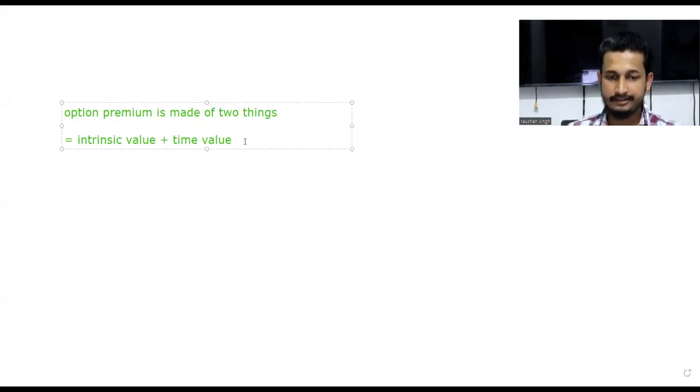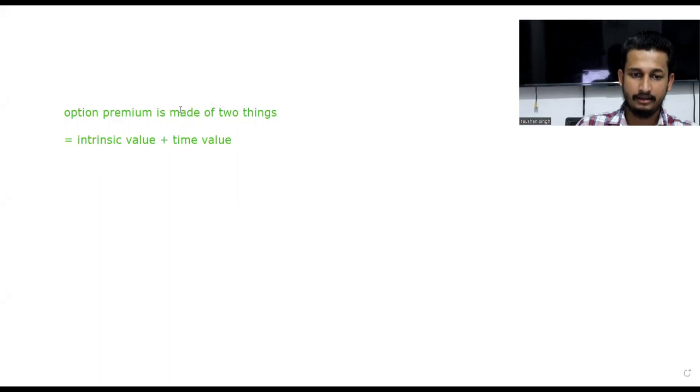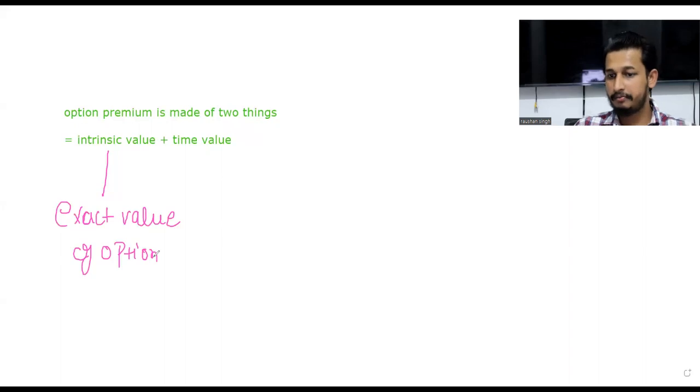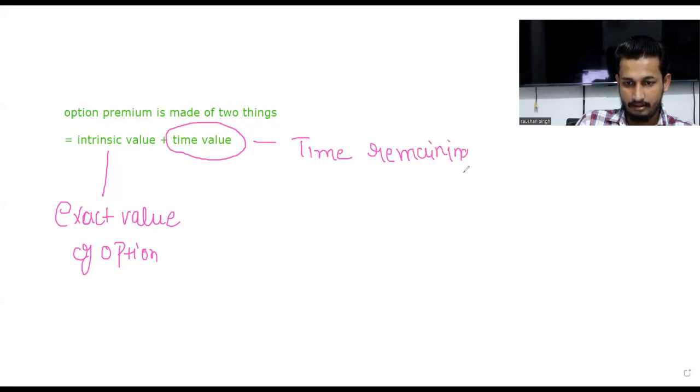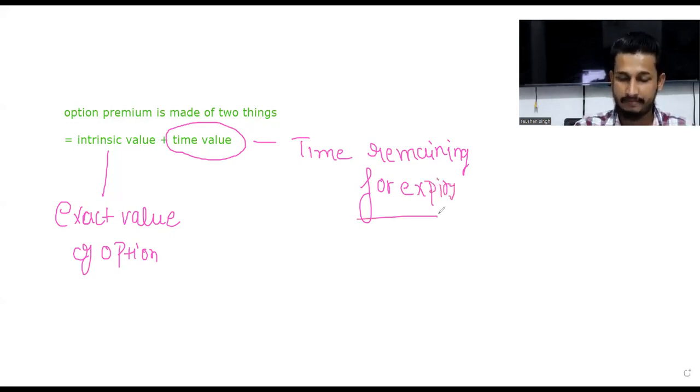ठीक है. Now intrinsic value plus time value. Let's understand this thing. Intrinsic value means the exact value of options. जो एक ऑप्शंस का जो भी एक एग्जैक्ट वैल्यू होता है उसके बारे में ये होता है. ठीक है, कि क्या प्राइस होना चाहिए. ठीक है. टाइम वैल्यू मींस टाइम रिमेनिंग फॉर एक्सपायरी. कितना टाइम बचा है उस एक्सपायरी के लिए, उसके अकॉर्डिंग एक वैल्यू दी जाती है. ठीक है, उसके अकॉर्डिंग एक वैल्यू हमें मिलती है कितना टाइम बचा हुआ है.